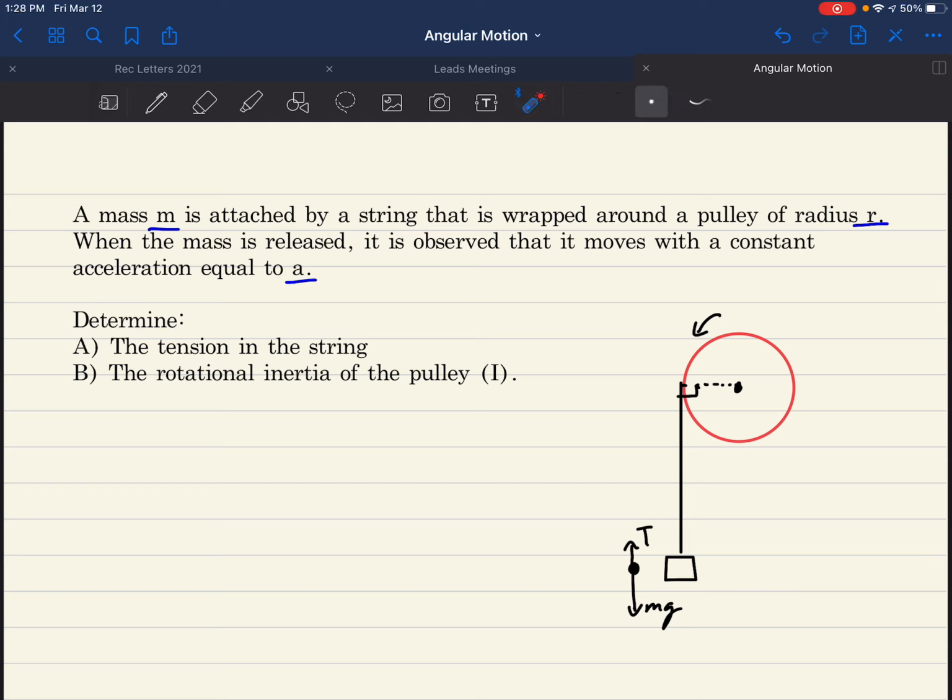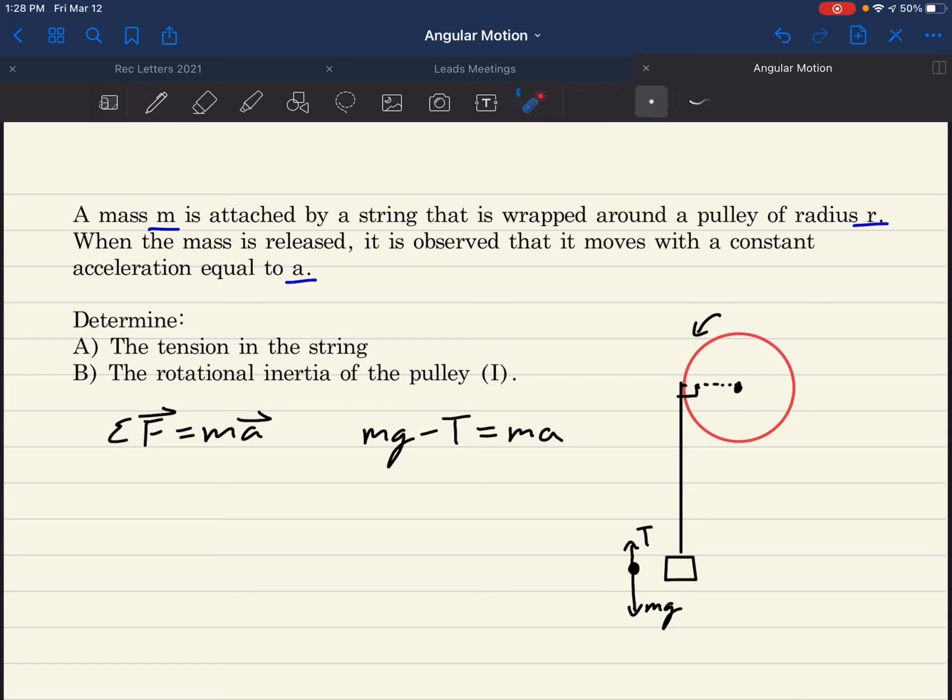In this question, though, we're looking at two separate objects, right? One in translational motion, one in rotational motion. But the angular acceleration of the rotating object is going to be related to the translational motion of the object in linear motion. So let's start here, right? This object, we can use net force equals ma to understand its motion. The net force on that object is just going to be mg minus t. That's going to be equal to ma.